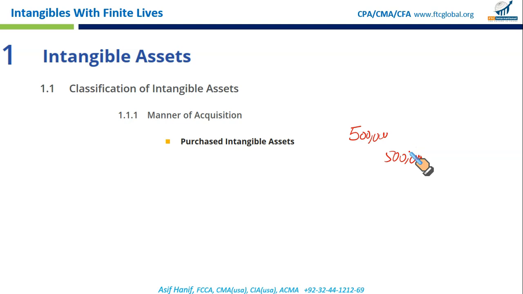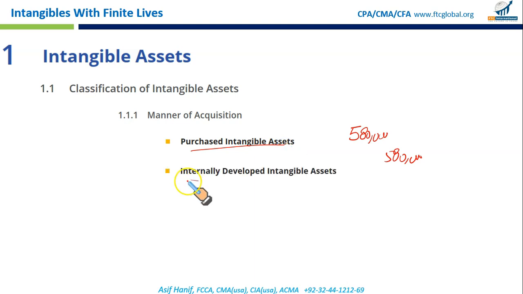So whatever you have paid, any legal cost, registration fee paid to acquire this asset would also be included. Let's say we paid 80,000. So the total of 580 would be debited to the cost of this intangible, right? So that is the first mode, purchase intangible.